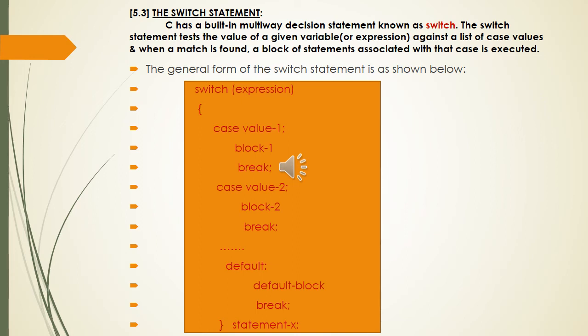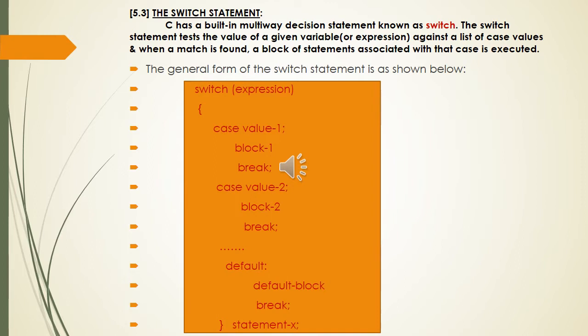The switch statement. C has a built-in multi-way decision statement known as switch. The switch statement tests the value of a given variable or expression against a list of case values, and when a match is found, a block of statements associated with that case is executed. The general form of the switch statement is as below.